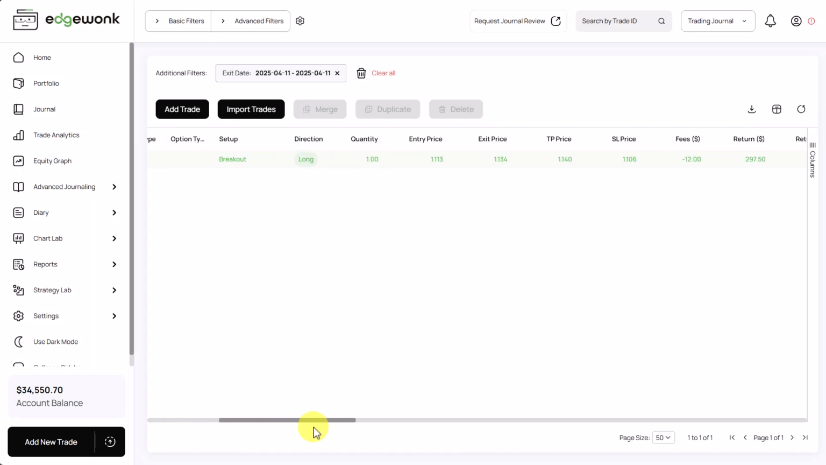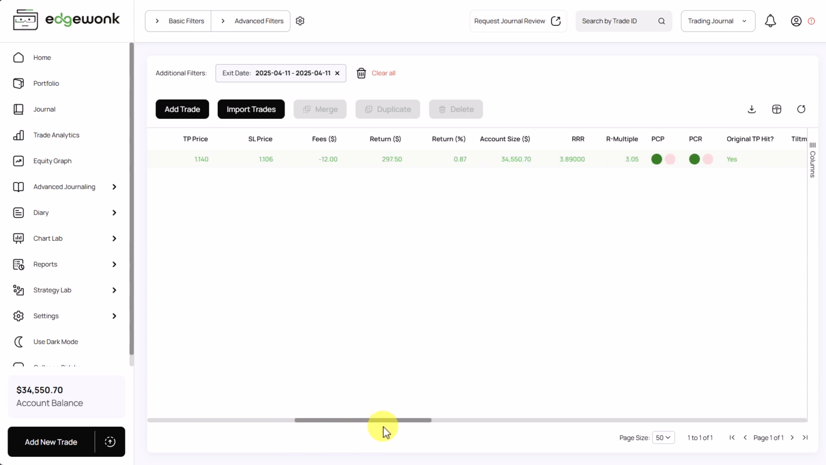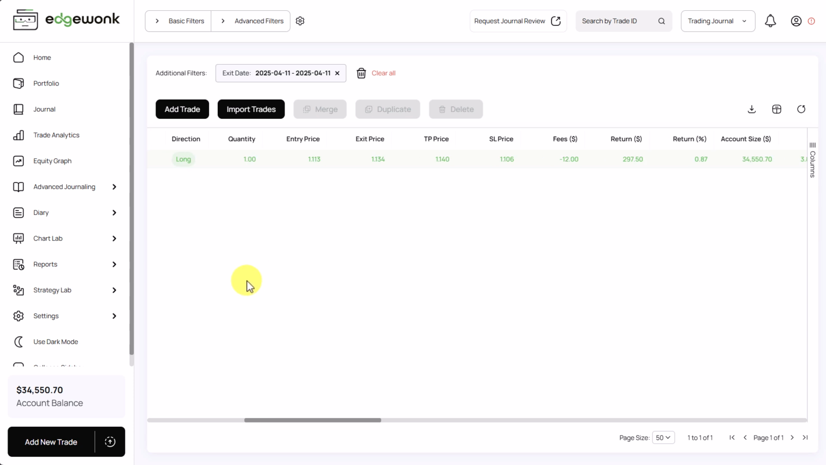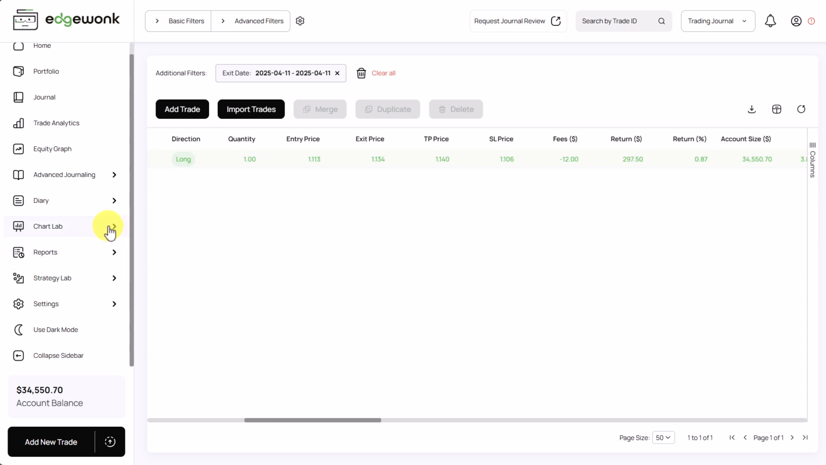You can now scroll to the right. You get some really interesting breakdowns. You see your return, the account size, the reward to risk ratio, and the final R multiple, and all the other good stuff that we have here. Let's move on to our chart lab now and see what this does for us.